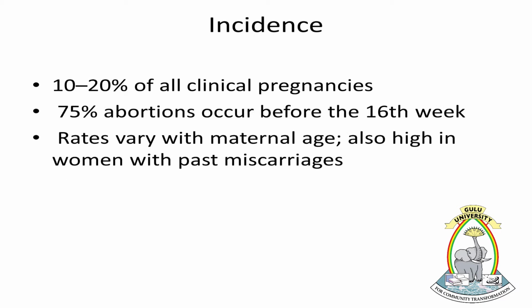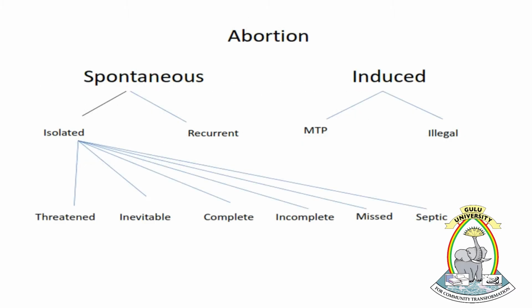It's a common condition, accounting for up to 20% of all clinical pregnancies. More than 75% of this occurs before 16 weeks of gestation, and this rate is higher as the mother's age increases. It also increases with a history of previous miscarriage.